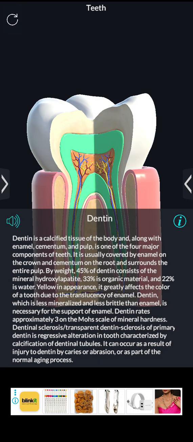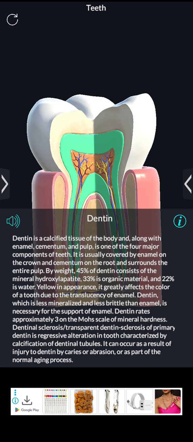Dentin is a calcified tissue of the body and, along with enamel, cementum, and pulp, is one of the 4 major components of teeth. It is usually covered by enamel on the crown and cementum on the root and surrounds the entire pulp. By weight, 45% of dentin consists of the mineral hydroxylapatite, 33% is organic material, and 22% is water. Yellow in appearance, it greatly affects the color of a tooth due to the translucency of enamel.